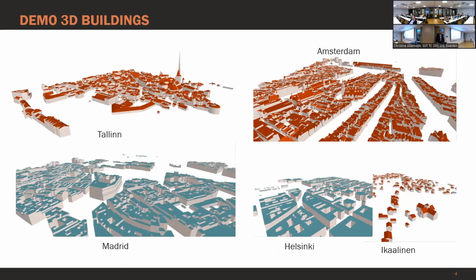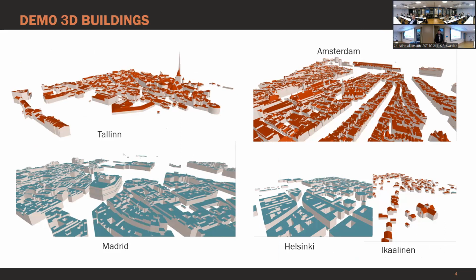We also have buildings in natively LOD2 level available. Those are these reddish and those bluish from Madrid and Helsinki. Those have been extruded on the fly from 2D building footprints. And how we calculate these 3D buildings on the fly.